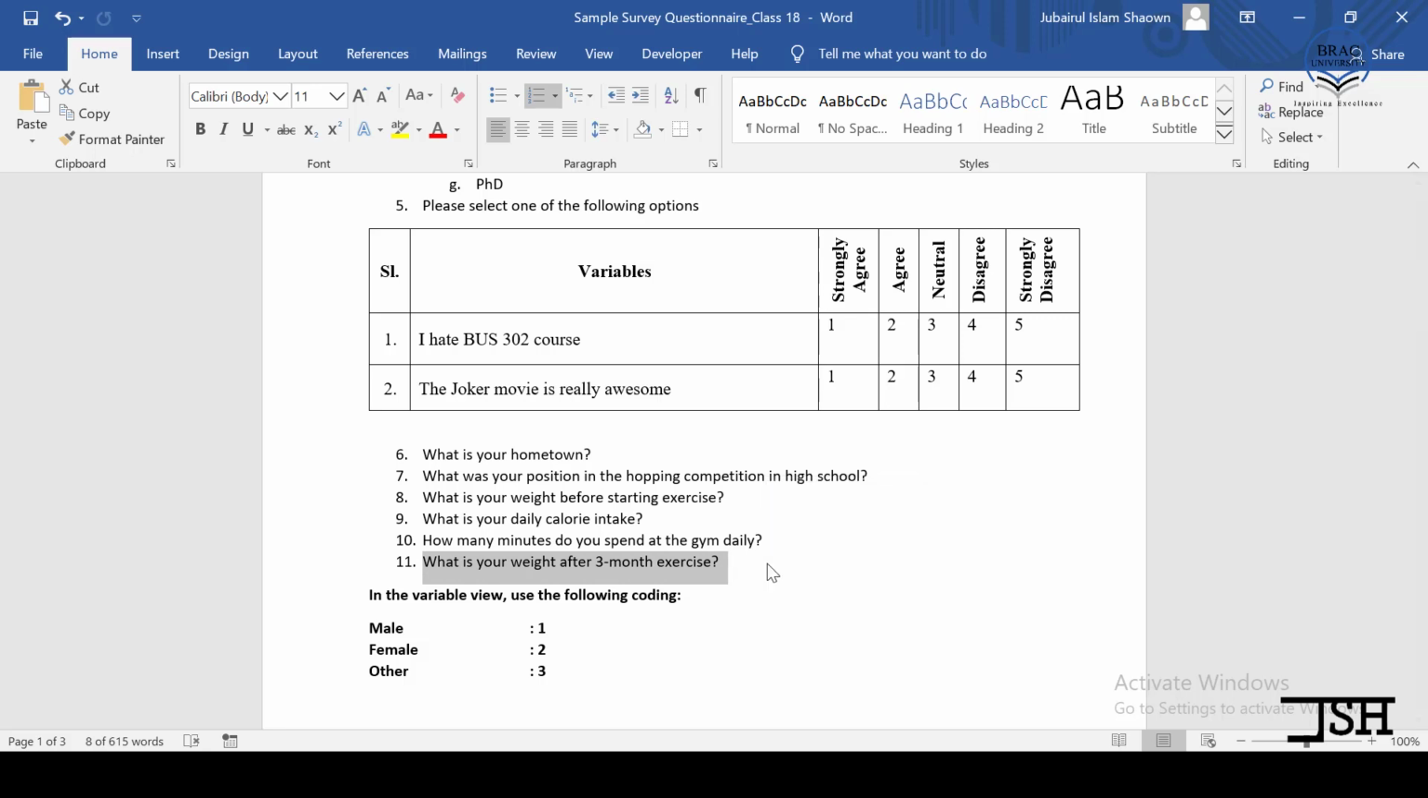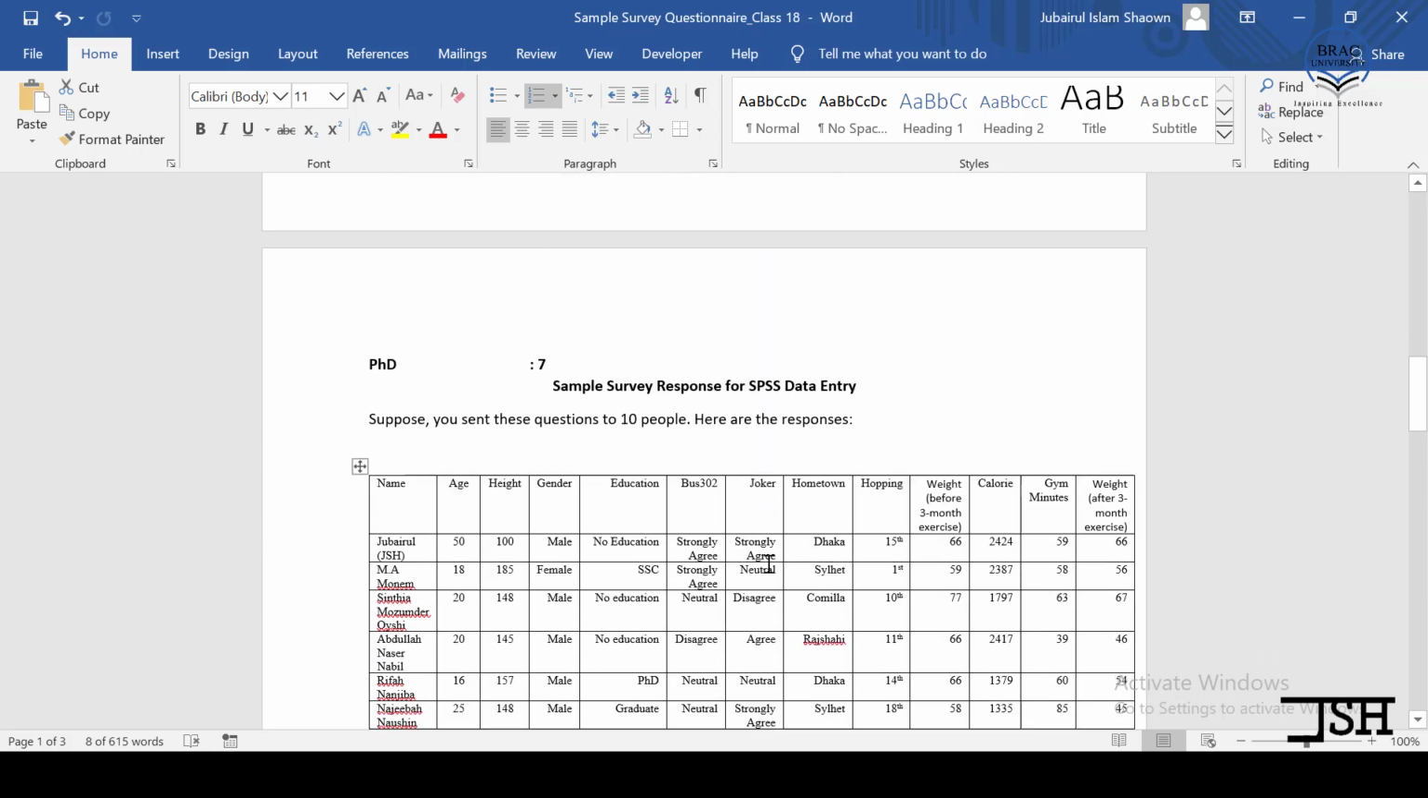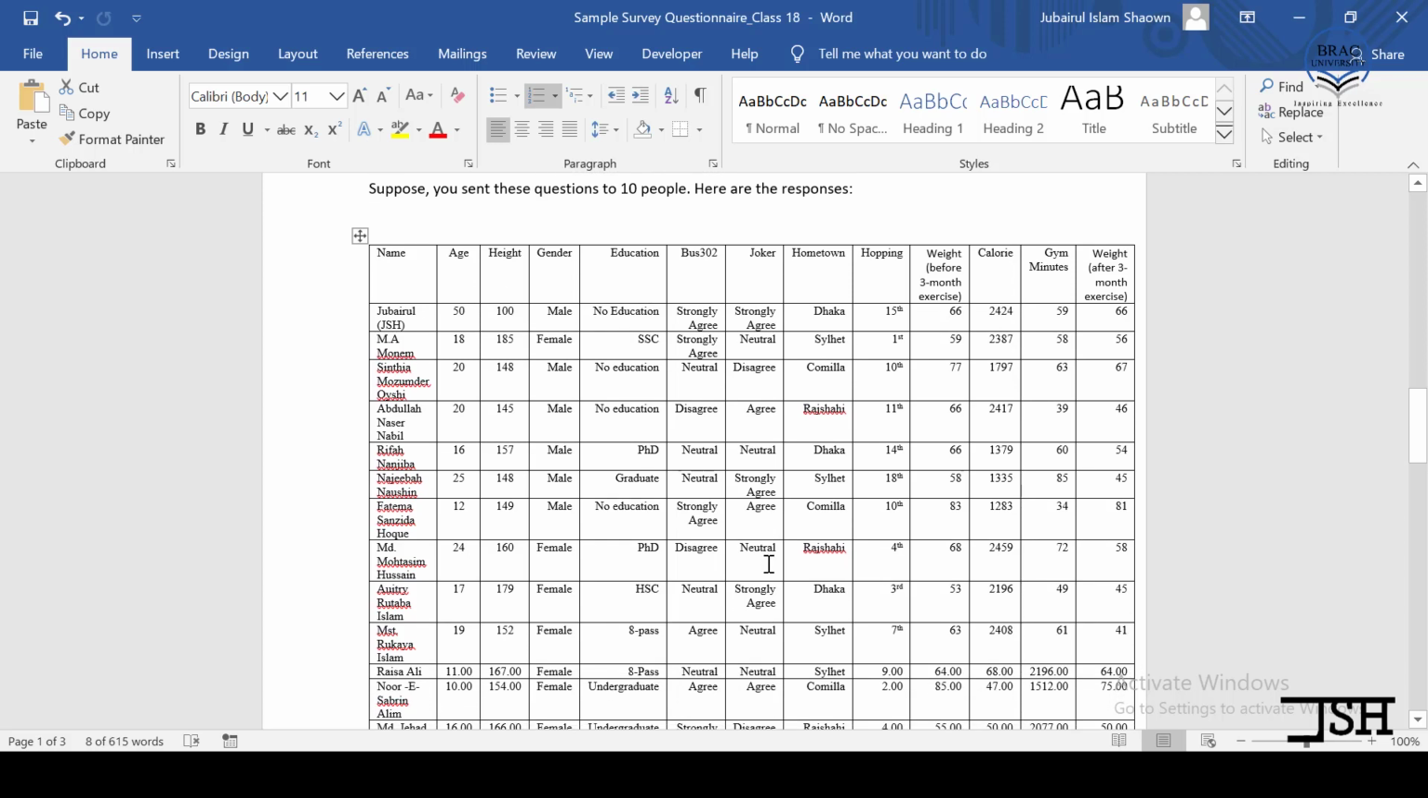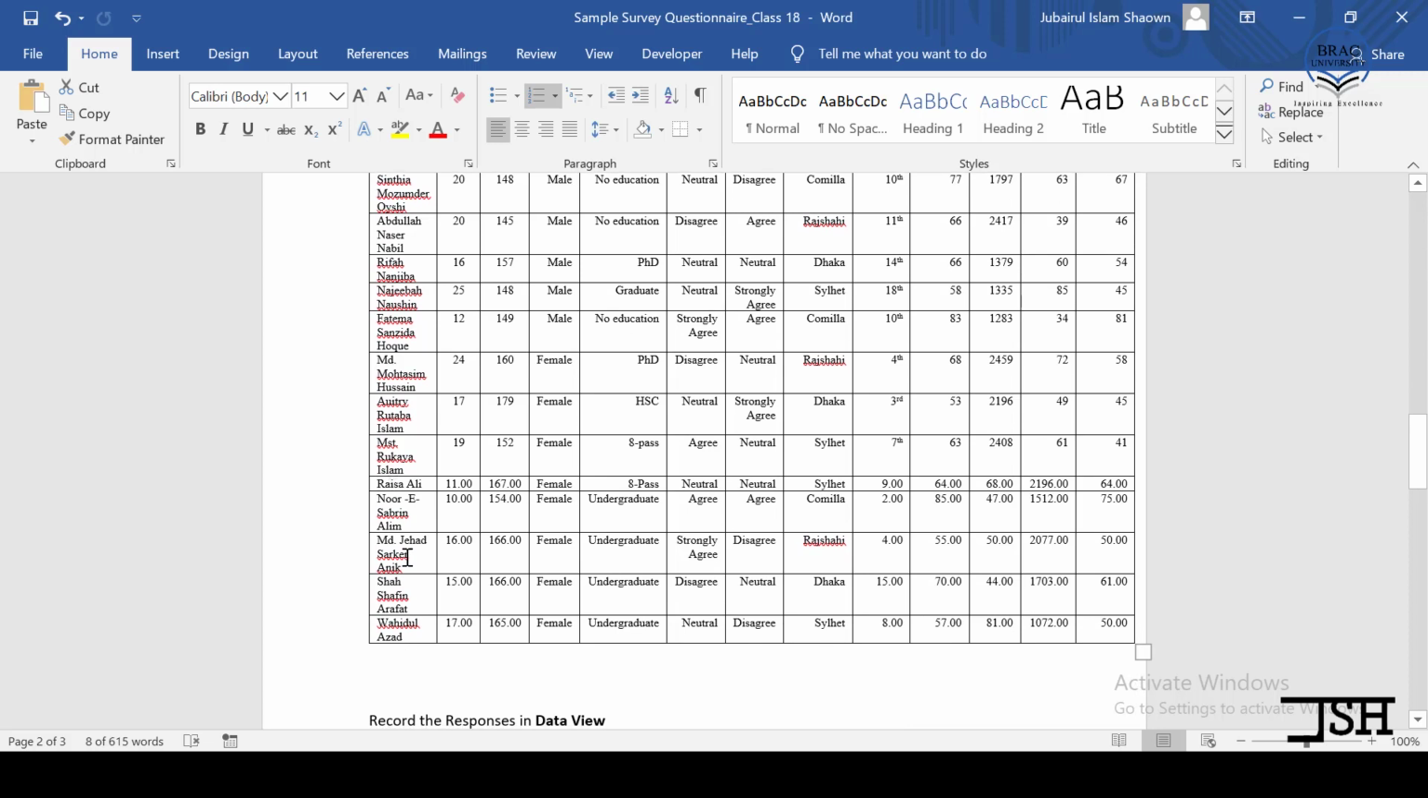Now along with that, I have another change in the responses collected. Earlier, we had 10 respondents, starting from JSH up to Rukaya. Now for our better understanding in this class, I have added further 5 respondents: Raisa, Sabrin, Zihad, Shafin and Wahidul. So for this class, we have 15 respondents in total. So these are the only 2 changes.